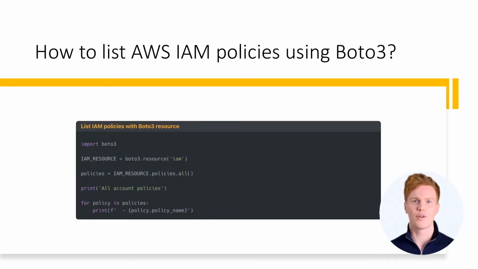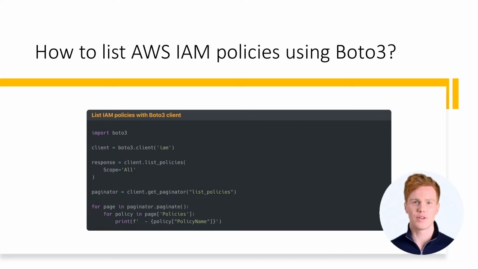To get a list of all IAM policies available in your AWS account, you need to use the all method of the policies collection of the IAM resource. Please keep in mind that this method output might contain many policies in large AWS accounts.